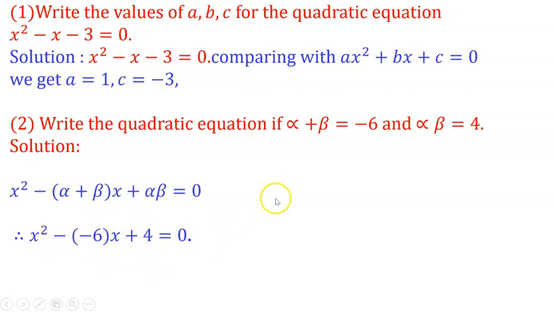If we simplify, then you will get here x square, minus minus becomes plus, x square plus 6x plus 4 is equal to 0. This is the required quadratic equation.